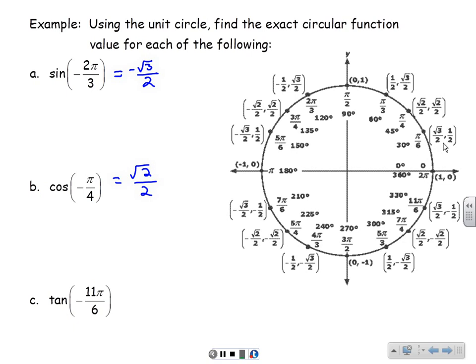Tangent, again, remember, tangent is going to be y over x, so we're going to have 1/2 over radical 3 over 2. Then we have a complex fraction, so we would need to simplify that. When I have a complex fraction, I do skin over guts. Skin is going to be the outside multiplied together: 1 times 2 is 2. Guts is going to be the inside, so 2 times radical 3 is 2 radical 3. And of course you can simplify that to radical 3 over 3.